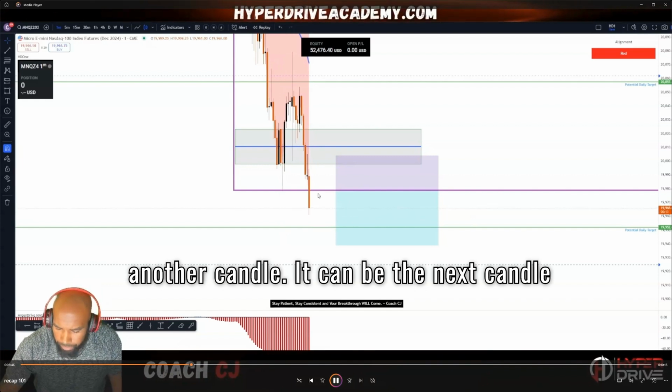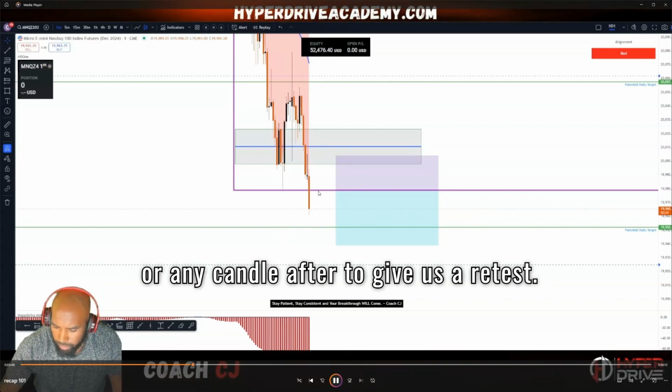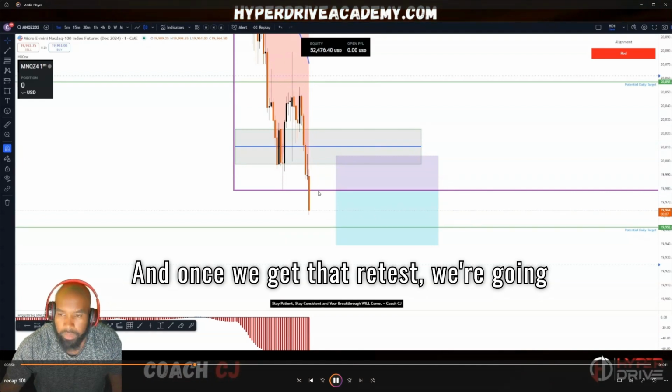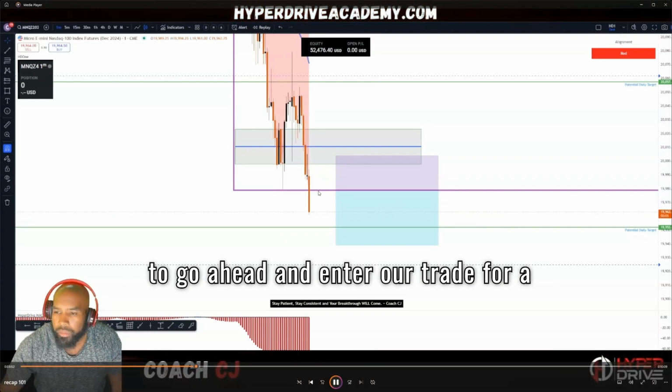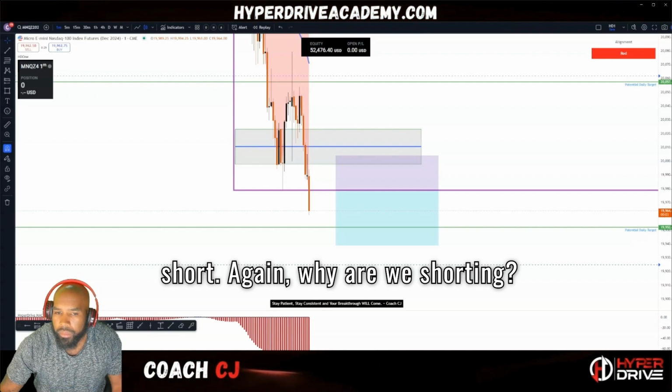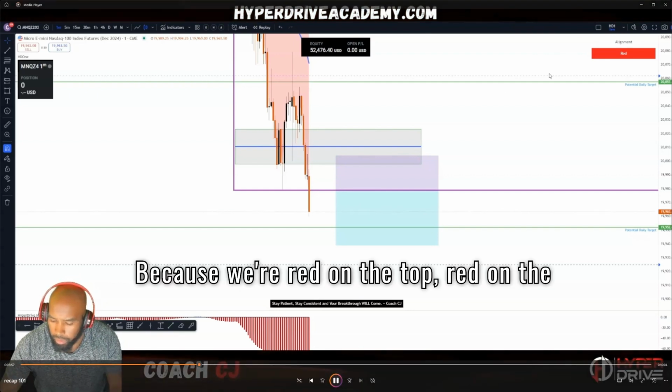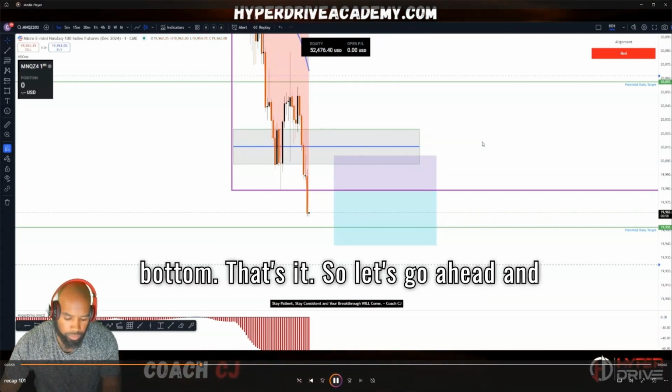It can be the next candle or any candle after to give us a retest. And once we get that retest, we're going to go ahead and enter our trade for a short. Again, why are we shorting? Because we're red on the top, red on the bottom. That's it.